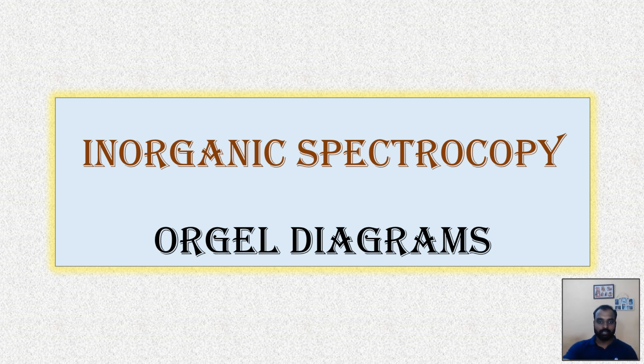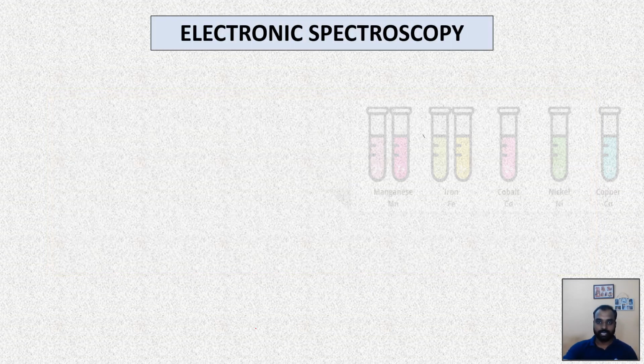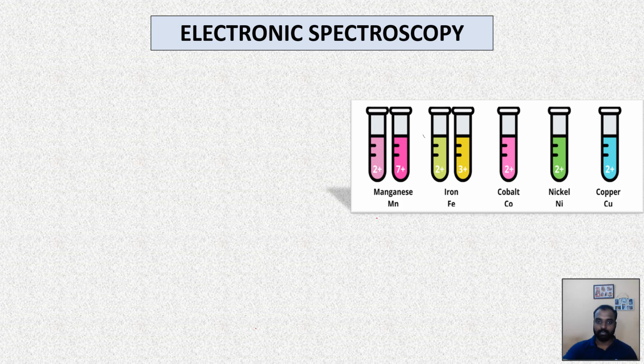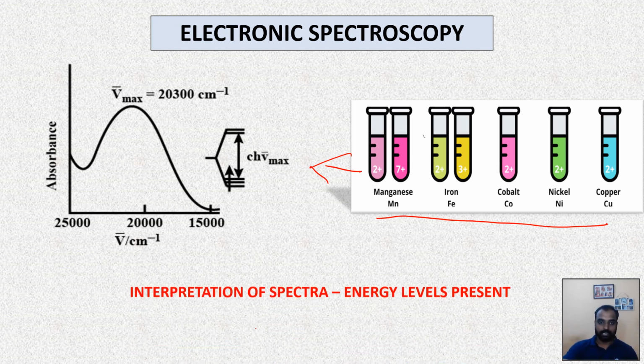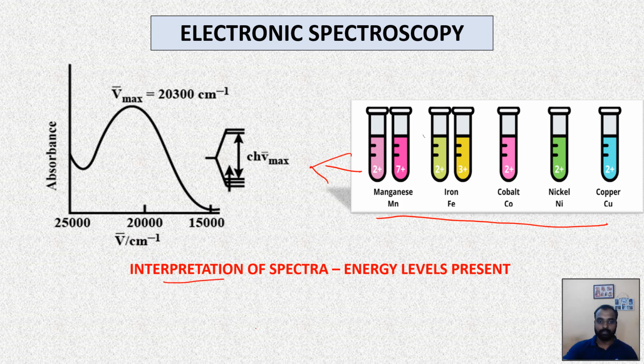Good morning to all. Today we are going to discuss Orgel diagrams. It is an important topic in the field of inorganic spectroscopy. The electronic spectrum, that is the color of transition metal ions in complexes, refers to the absorption of light in the UV-visible region of the electromagnetic spectrum, and the interpretation of UV-visible spectra will give some useful information about the energy levels present in the transition metal ions.